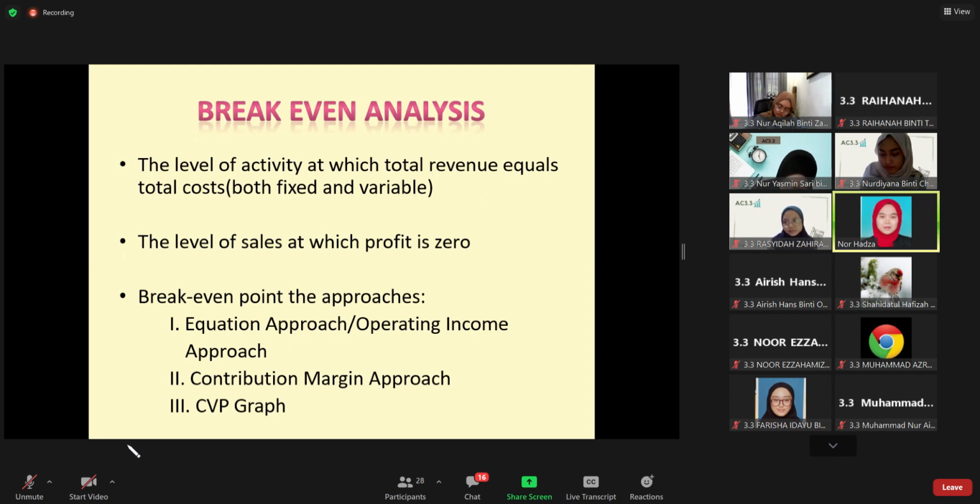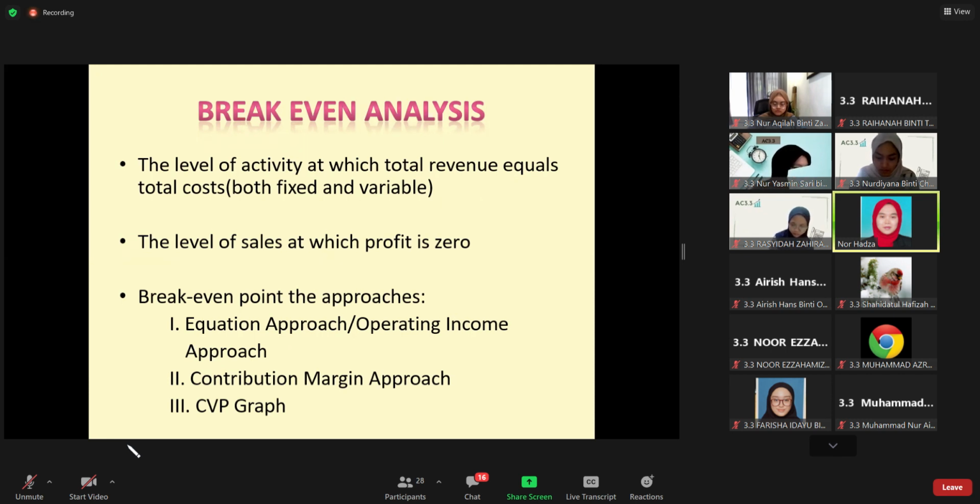One is by using the equation approach. One is using the contribution margin approach. One is by using the CVP graph. So which approach should you use? Is it number 1, number 2, or number 3? It depends. There are no strict rules whereby you have to use the equation or contribution margin approach. You can use either approach. But for CVP analysis, it depends on the requirements. If the question requires you to calculate the break-even point by using CVP graph, then only you will prepare the graph.